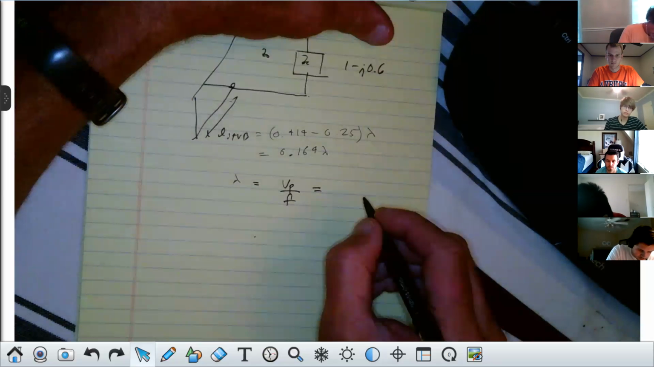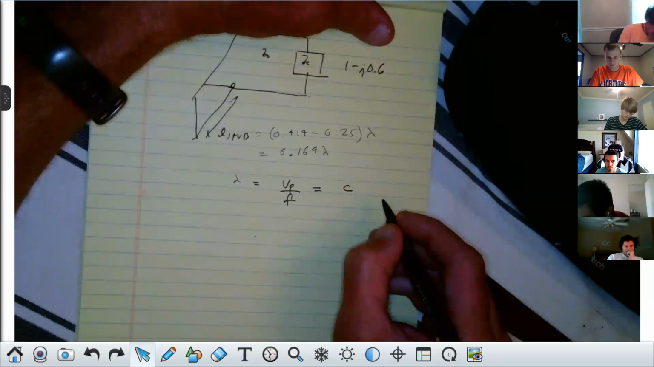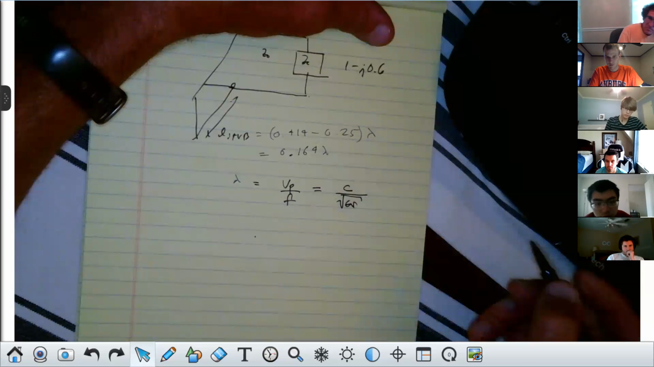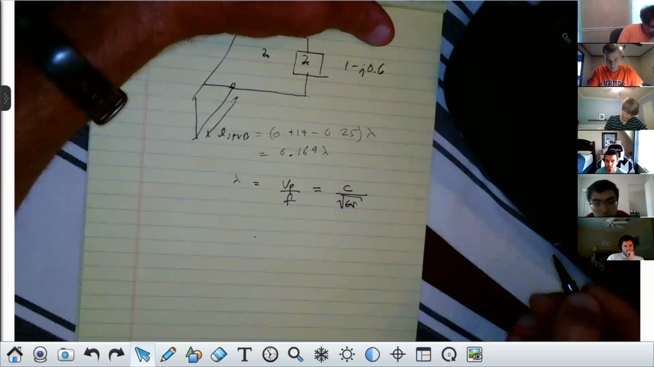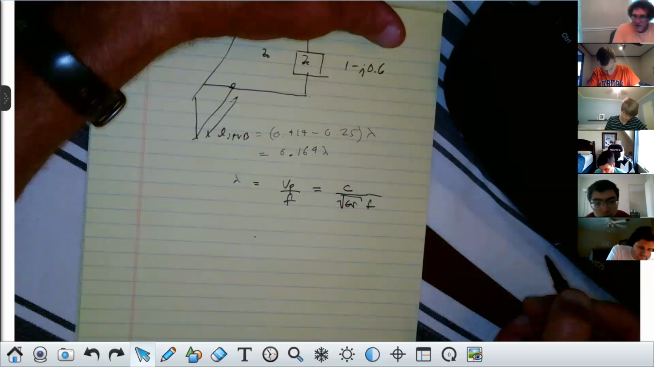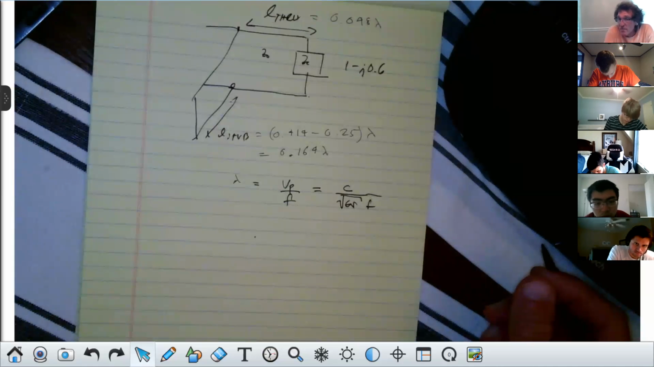Normally, the way they write wavelength is going to be c, which is 3 times 10 to the 8th, divided by the square root of epsilon relative. You'll see this in books all over the place. And then they'll divide it by frequency, and that would be the wavelength. Now, wavelength can be in meters, it can be millimeters, whatever it is.